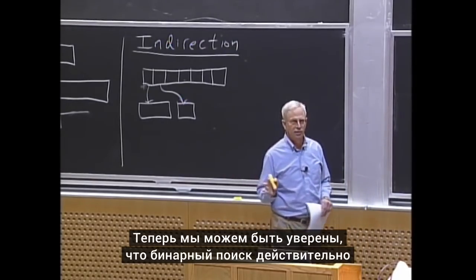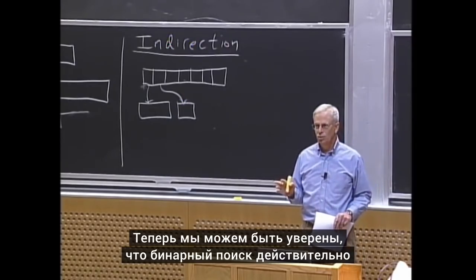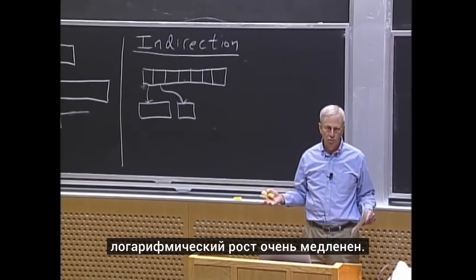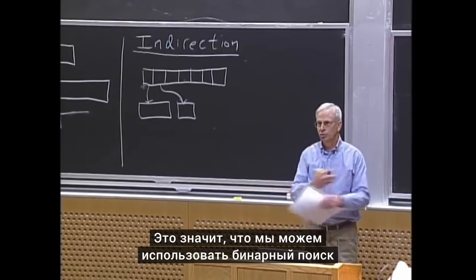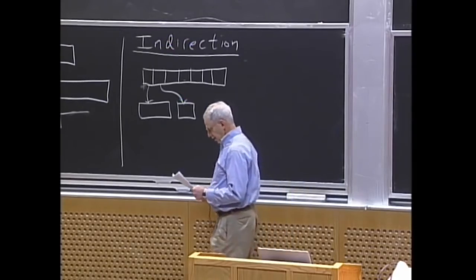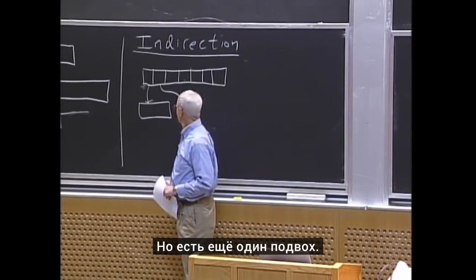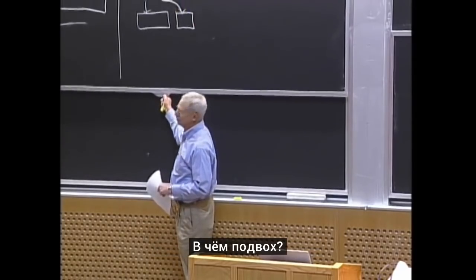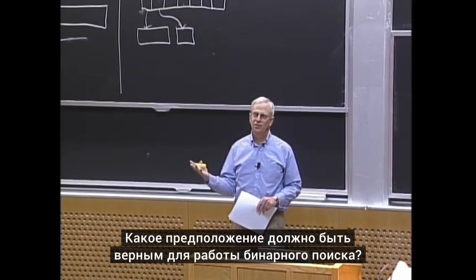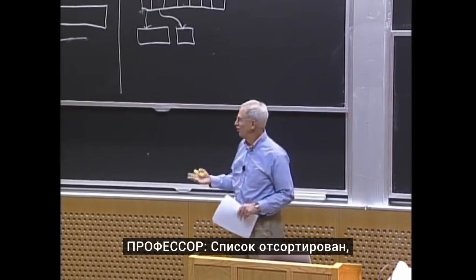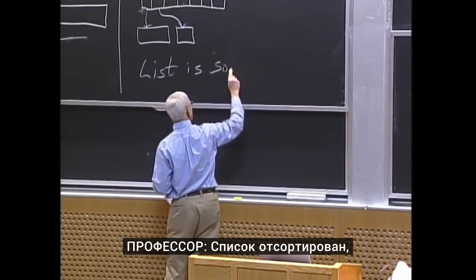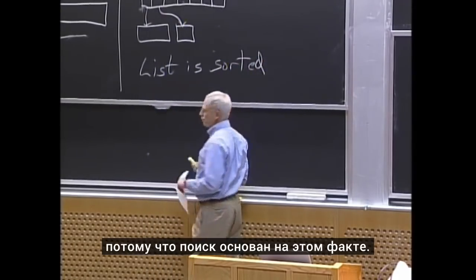So now we can convince ourselves that binary search is indeed order log n. And as we saw Tuesday, logarithmic growth is very slow. So it means we can use binary search to search enormous lists and get the answer very quickly. All right. There's still one catch. And what's the catch? There's an assumption to binary search. Binary search works only when what assumption is true? The list is sorted. Because it depends on that piece of knowledge.